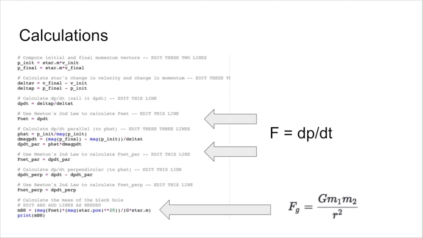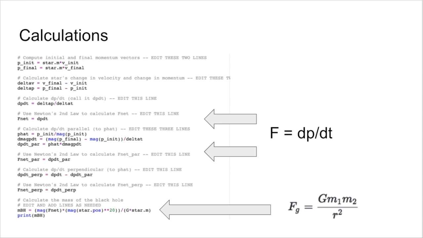For calculations, I made a number of changes here. The first thing I did is set delta v to be v final minus v initial, and delta p to be p final minus p initial. Then, since we know that the net force is the derivative of momentum with respect to time, using delta t, we can do calculus basically to find our net force.